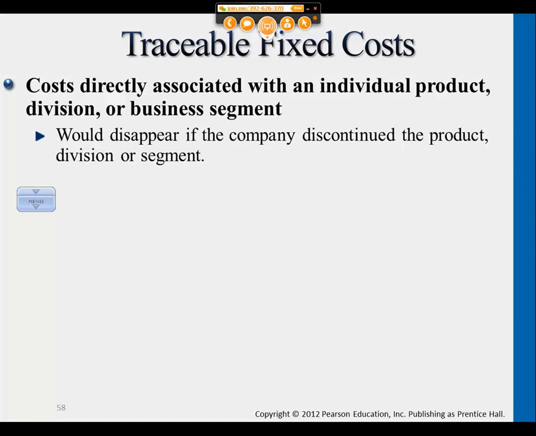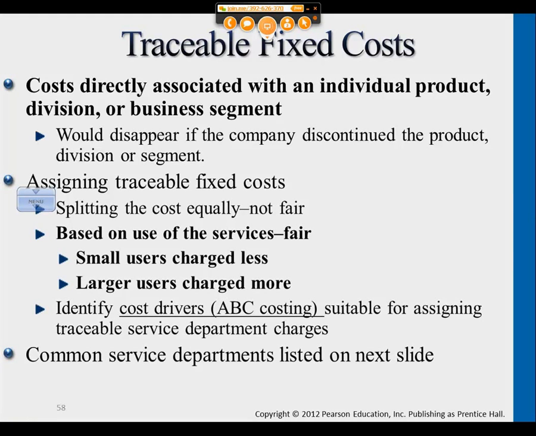So the key here is to try to identify how I determine if this cost is traceable to this particular product, division, or business assignment, or to another one. So how would I go about this? The first thing I would notice is that if I were to discontinue that division or a product, they would disappear, if the company makes a decision to do so, right? So how would I assign those traceable fixed costs?